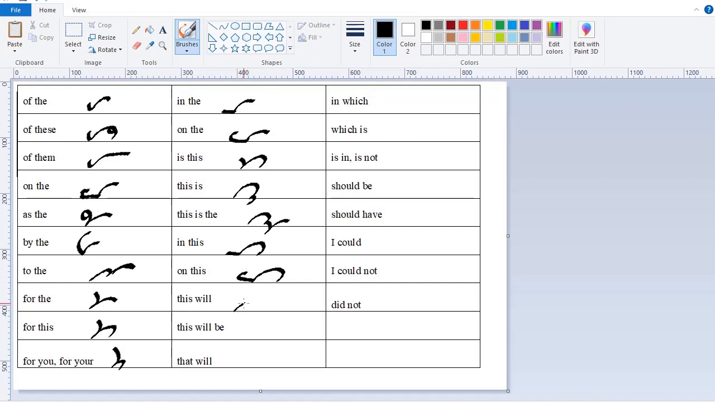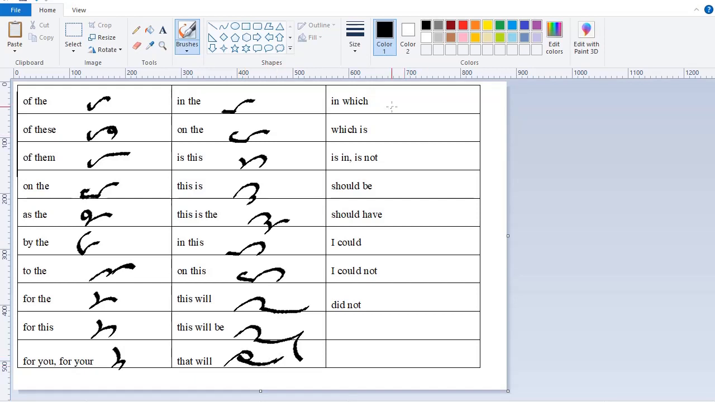"This will," so we have "this," and then "will." "This will be," so we have "this," and then "will," and then "be." "That will," so we have "that," and then "will."